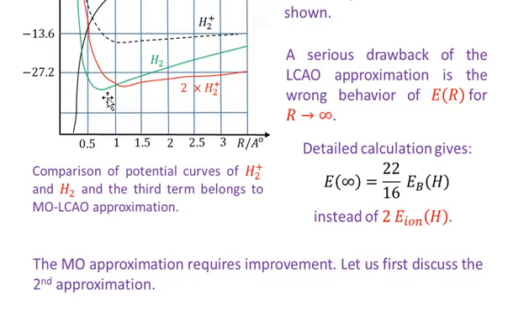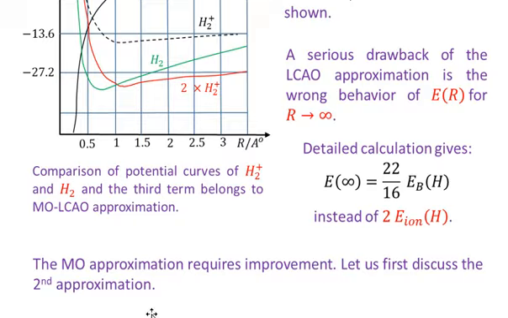So the green curve at an infinite value of R should approach this value, minus 27.2 electron volt, which it is not doing. It means that there are some serious drawbacks with the LCAO approximation. So the molecular orbital approximation requires improvement because these are the results we have produced according to the molecular orbital approximation.